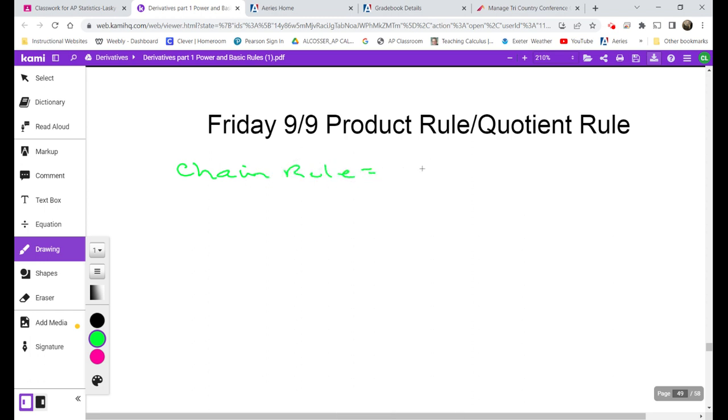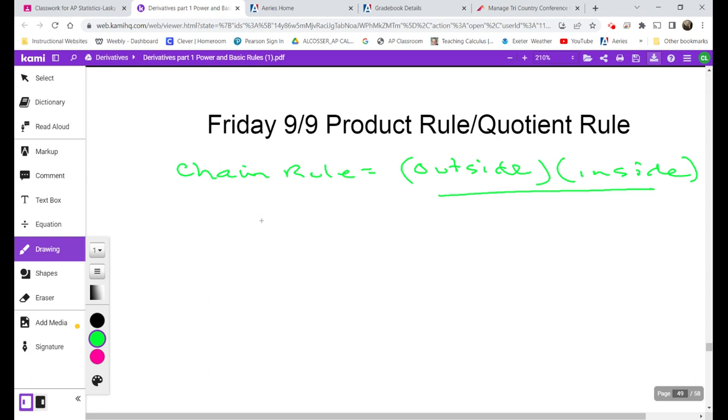And just remember it's the derivative of the outside times the derivative of the inside. They call it the outside-inside rule or the inside-outside rule. I don't know, I don't call it that. But we call it the chain rule.